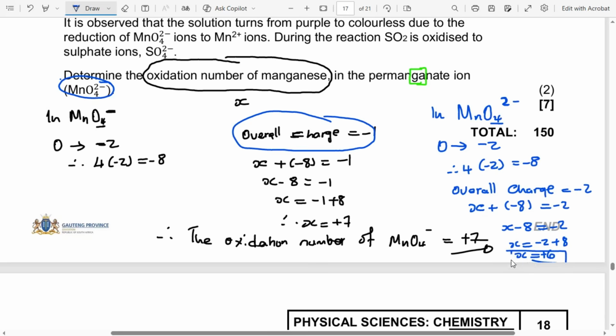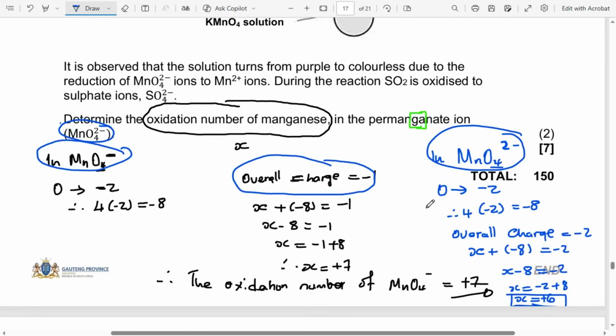So the oxidation number in this one is 6, and the oxidation number in that one is 7. If you give them either one, you are still correct. It's up to you which one you give them. Both of these answers are acceptable. You can definitely give it to them and collect all the marks. Do not double these marks and give them to the next person. These are your marks, you definitely deserve them. This is just easy 7 marks. And that's it for this one.